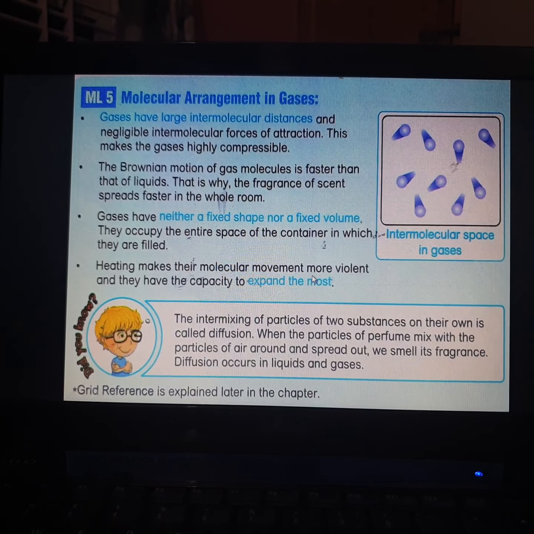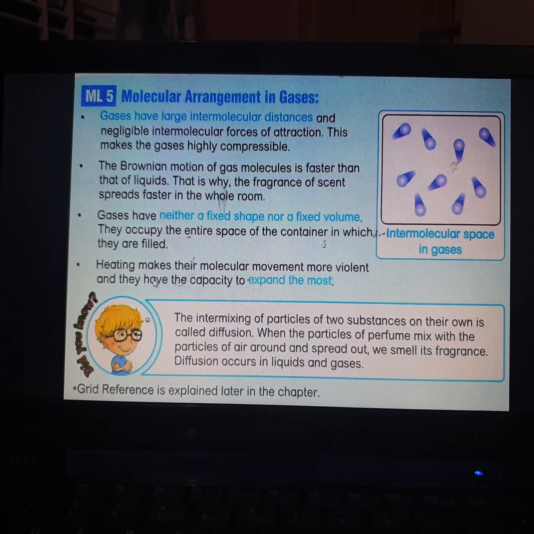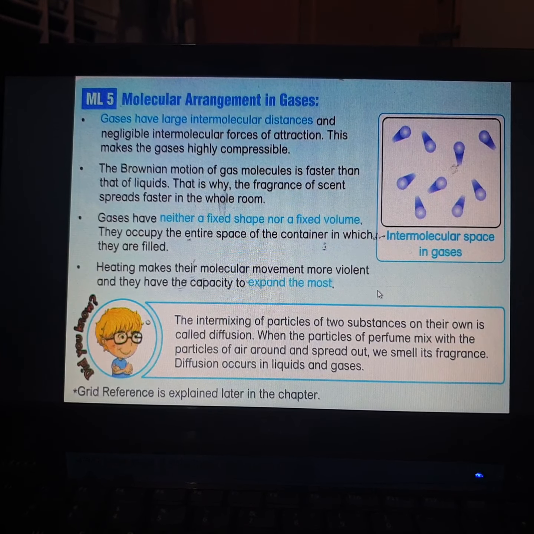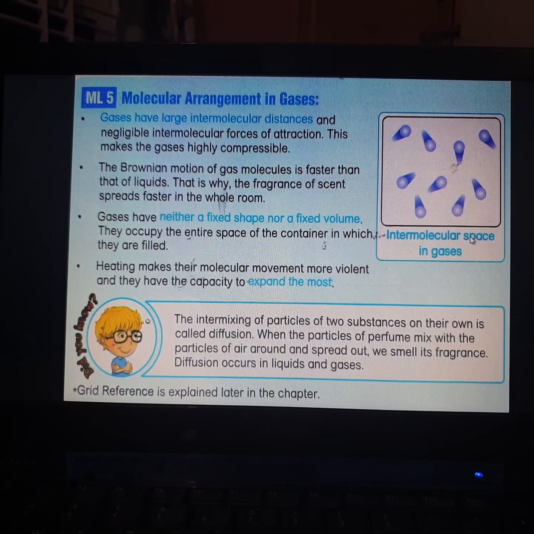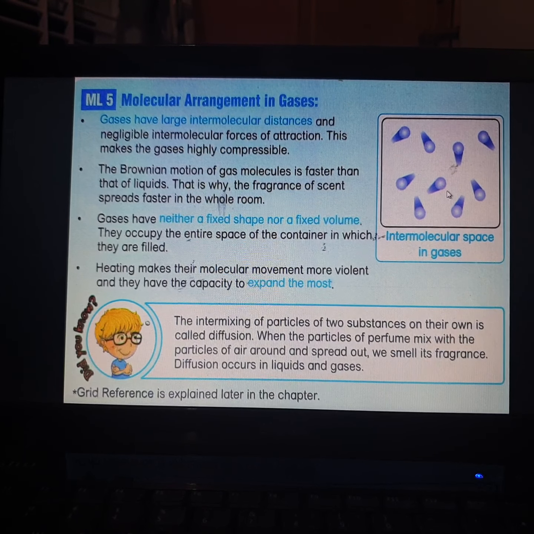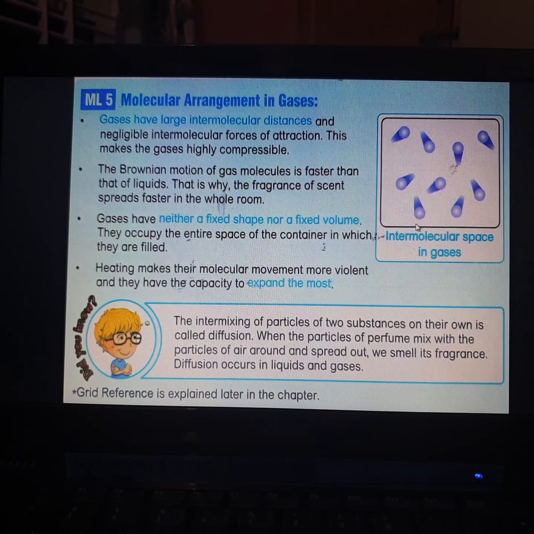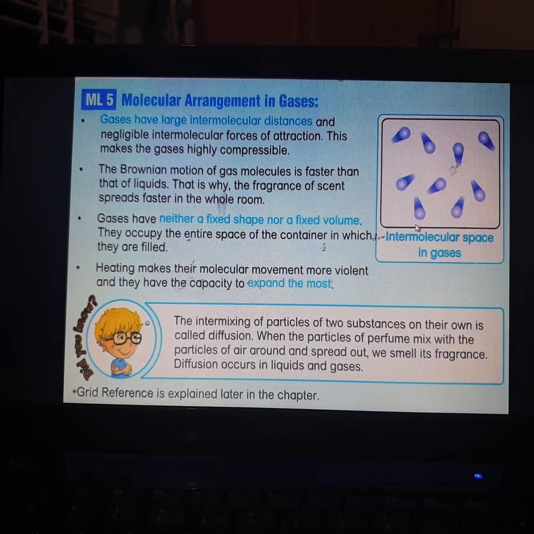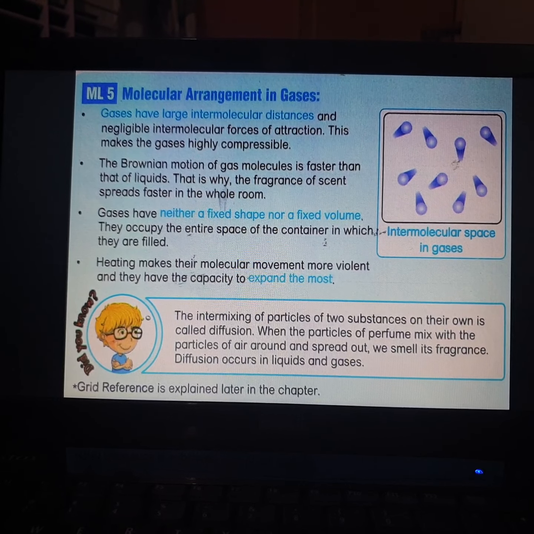Heating makes their molecular movement more violent and they have the capacity to expand the most. So whenever I start heating these molecules, that is the molecules in the gas, they gain more energy and they become more violent. That is, they move with a high speed.